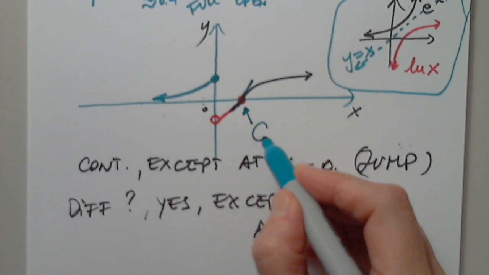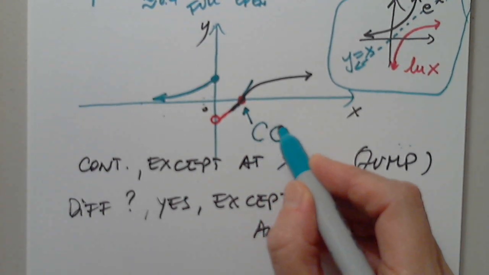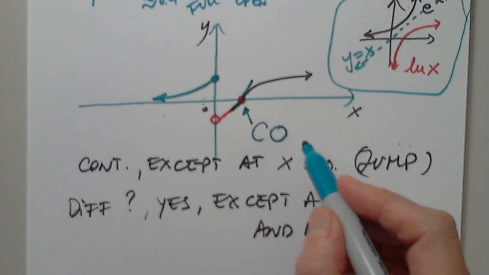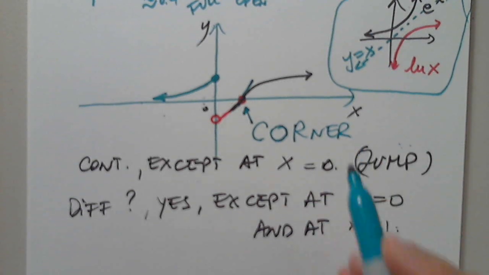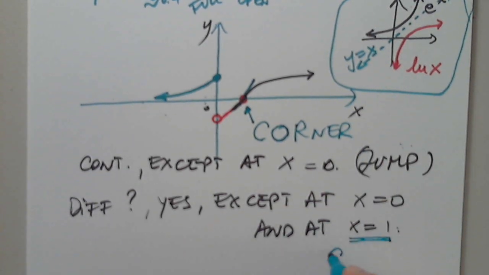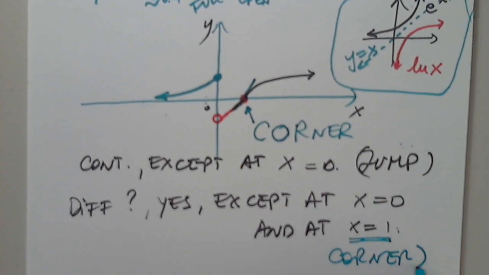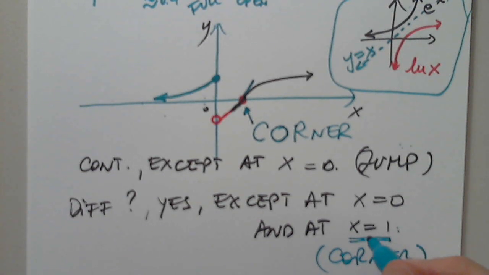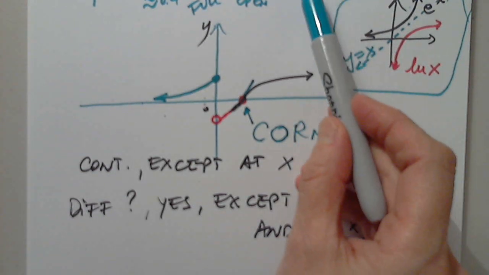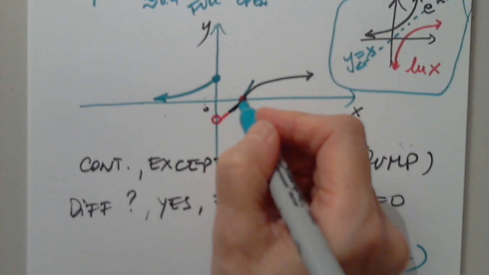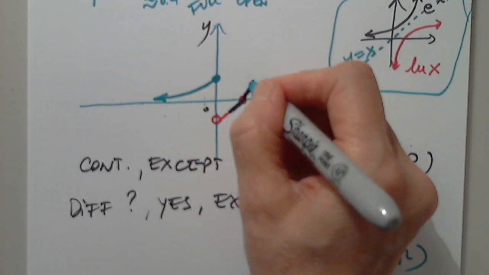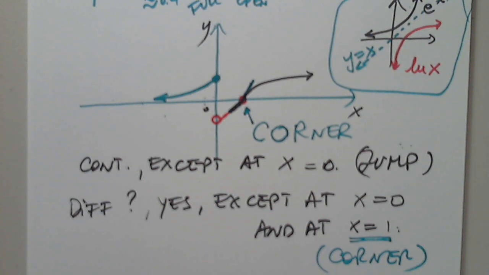Non-vertical tangent. Was it like a cusp or something like that? Corner. Very good. And not at x equals 1 because it has a corner. It is continuous at x equals 1, but it's not differentiable because it's a corner. It doesn't have a unique tangent. It has two tangents, one here following the function and one here following the function, and that's not allowed.